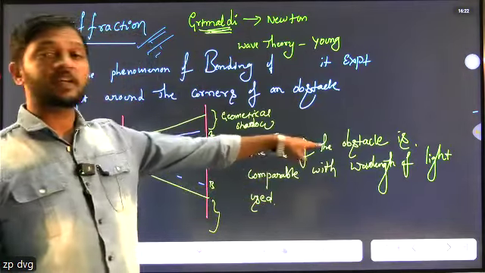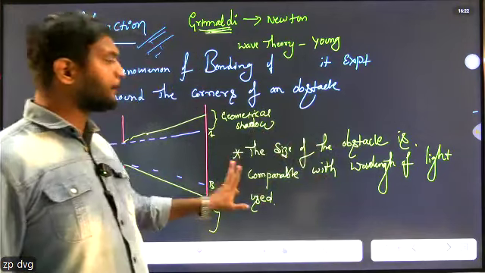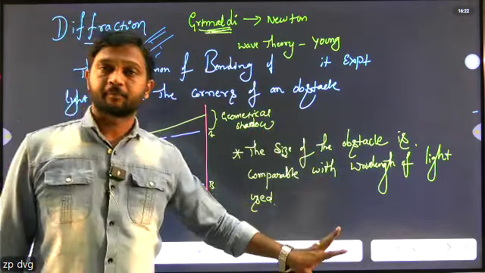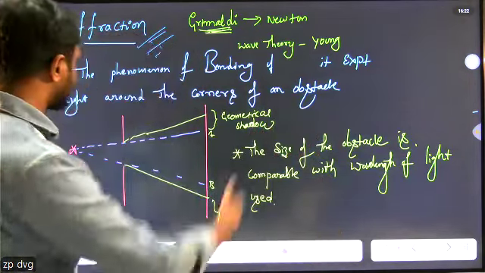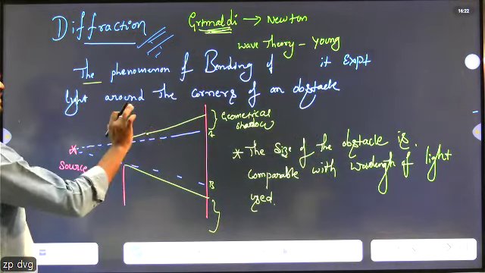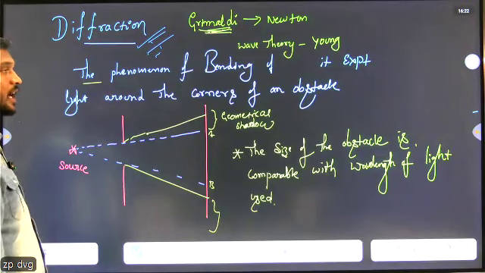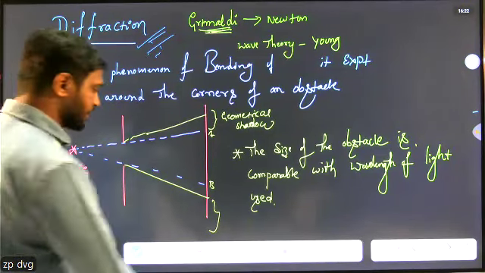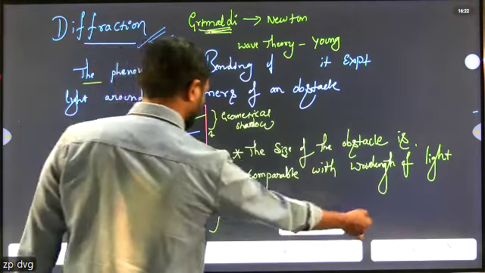Just, what is the size of an obstacle? Size of the obstacle is comparable with the wavelength of light used. Is it clear? Understood, all of you? So next we move on to the next one. Just repeat once again. What is diffraction? The phenomenon of bending of light around the corners of an obstacle. Is it clear? Okay. So next one.